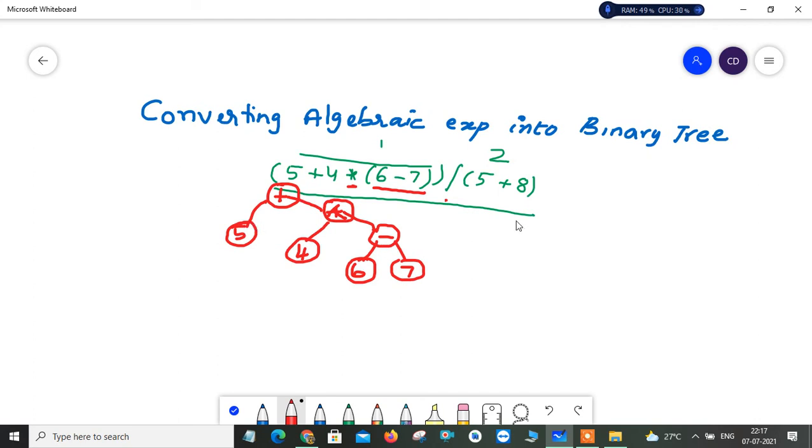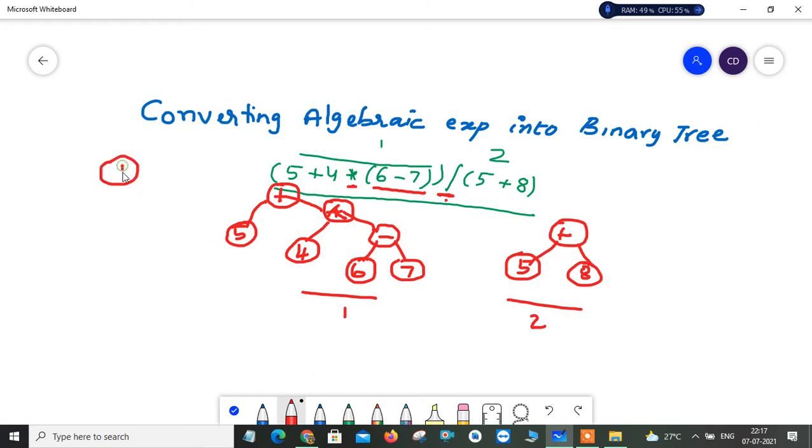So now I'll try to construct the second part individually, and after that I'll merge these two expressions. What is the second part? This is 5 plus 8. So simply you can take plus, with 5 and 8. Now this is one subtree, and this is another subtree. Now you have to merge these two subtrees by using the operator division. So simply I can draw like this.